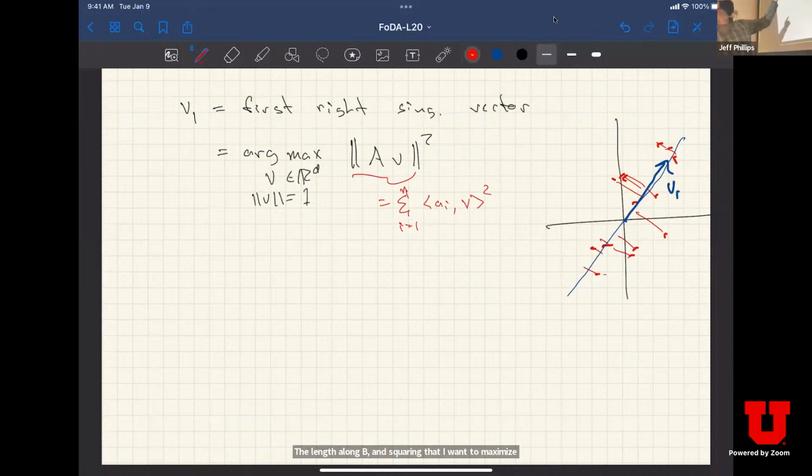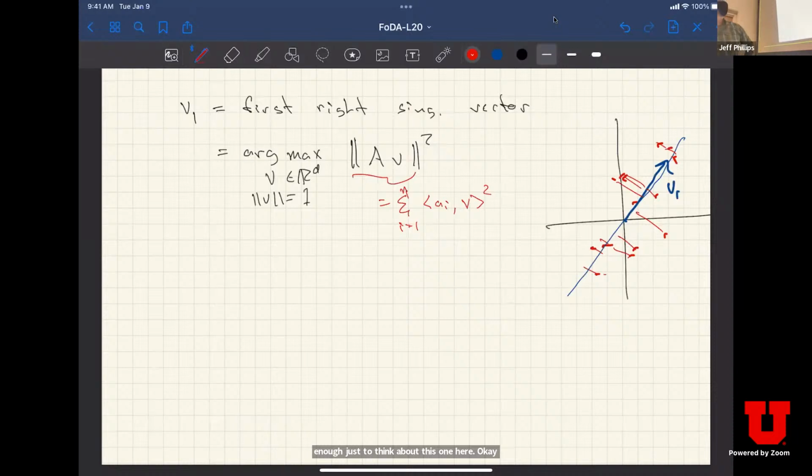So the first right singular vector can be interpreted this way. The first left singular vector, I do this in the transpose space, so then I have d points in n dimensions. Everything works basically the same way, but you're swapping the roles of n and d. But for the first right singular vector, it's enough just to think about this one here.